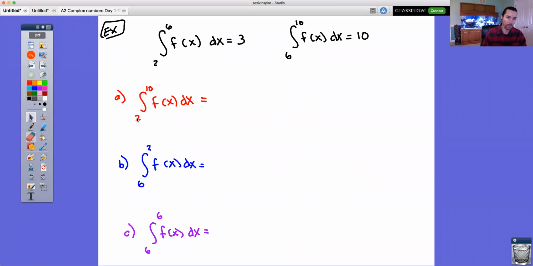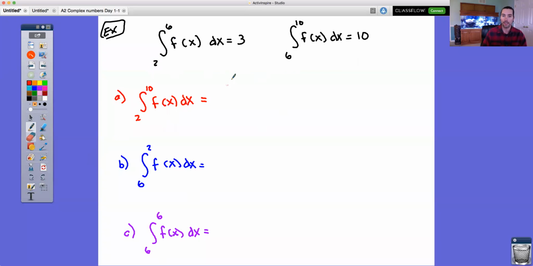Okay, a few examples of these. I'm giving you two functions. They're both f of x, so it's the same function. One of them is integrated from 2 to 6, and I don't know what the function is, but I know that the integral is 3. That's the net change. The other, the same function f of x, is integrated from 6 to 10. Its net change is 10. I have 3 questions for you. What is then the integral of that function from 2 to 10?